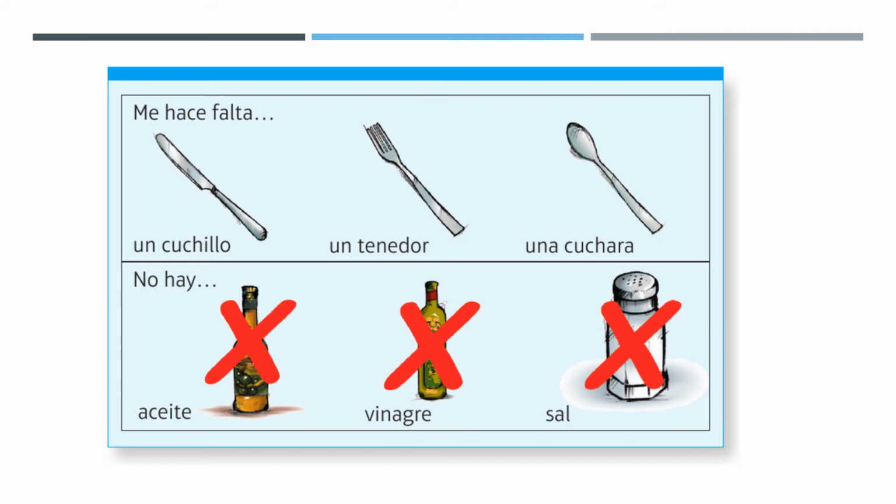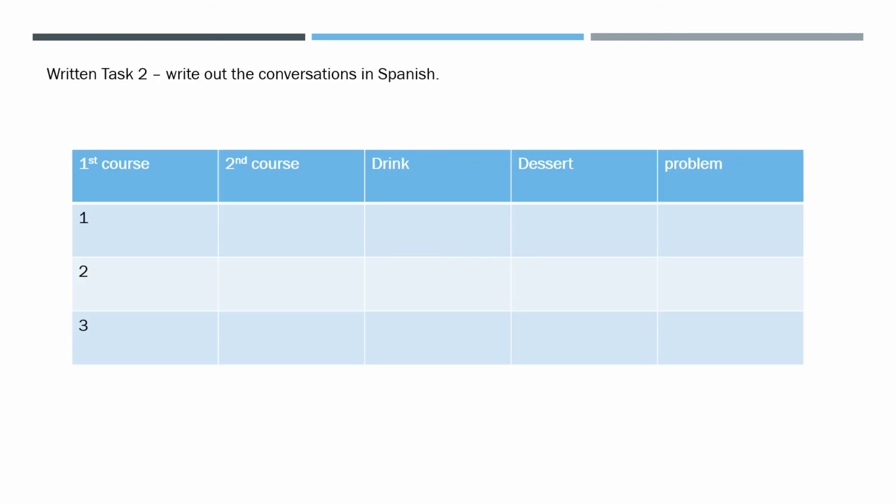Vinagre, vinegar and sal. No hay sal. Very rare that you see pepper on the table in Spain. You'd have to ask for that if you want it. So they're the problems. Okay.